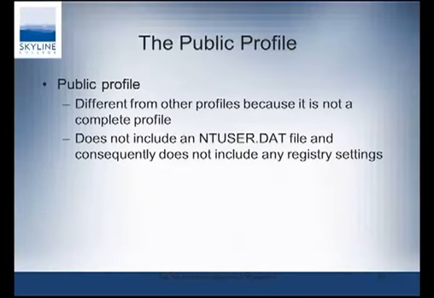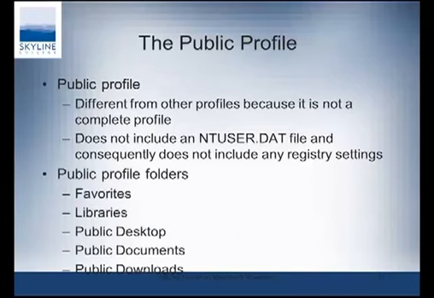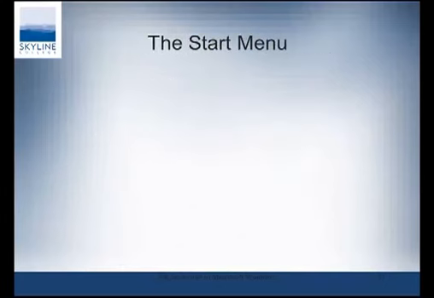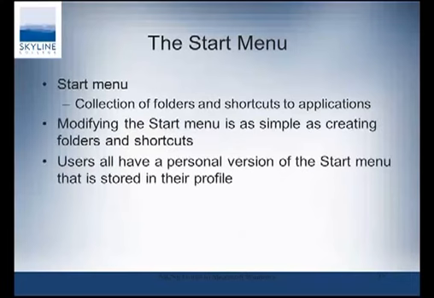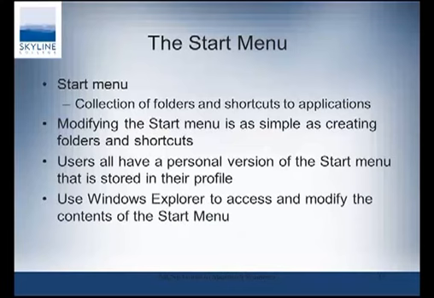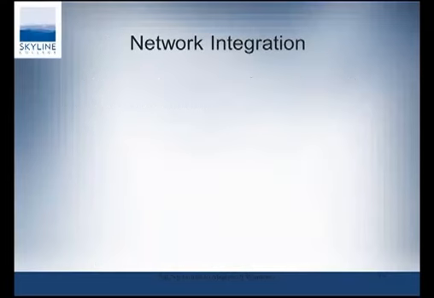The public profile, if you want something to show up on all of the machines, there is a public profile. So in C:\Users, there's a public profile and a default profile. The default profile is used to make the new users. The public profile shows up on all of the users' desktops. Public music, the Start menu, show folders and shortcuts. You've done that. The personal version of the Start menu is stored in their profile, and Windows Explorer accesses and modifies the contents of it.